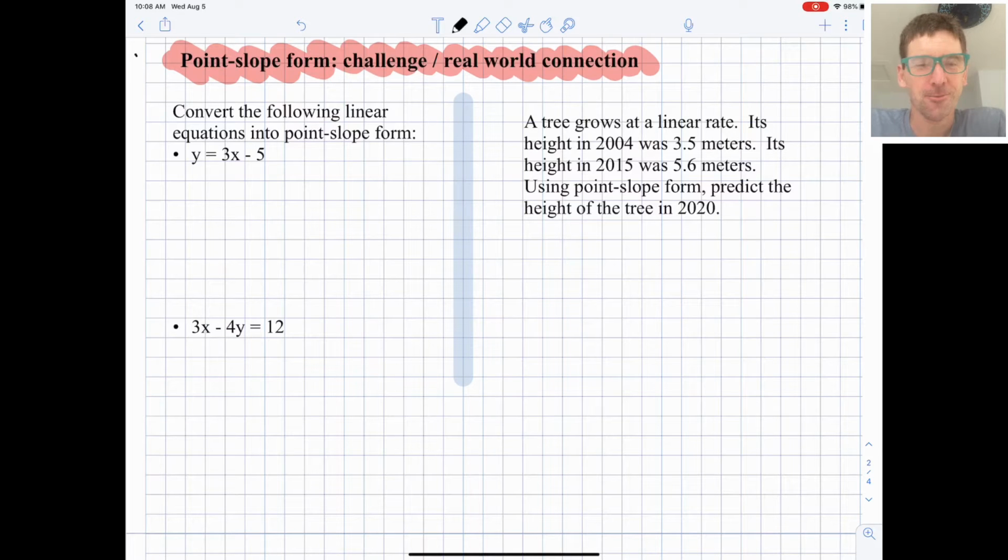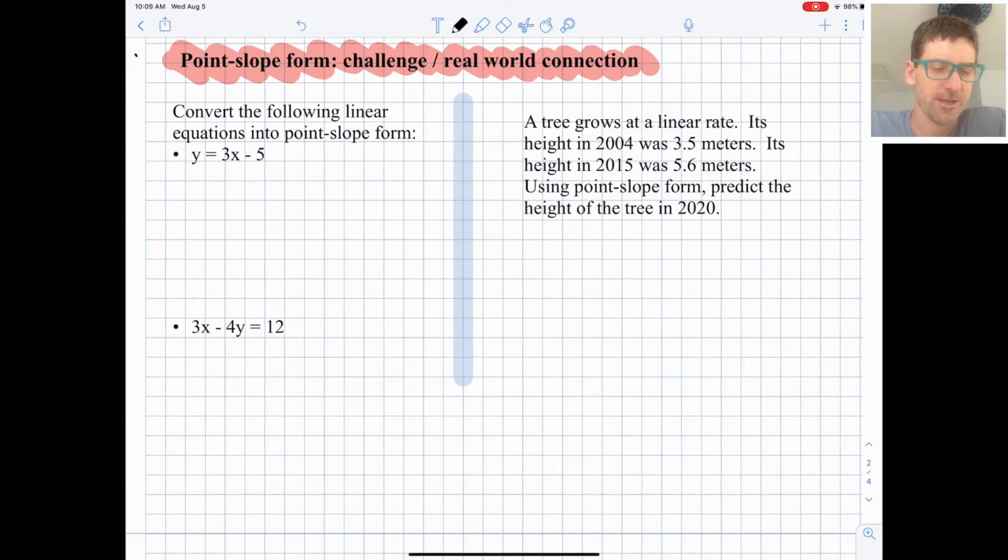All right, so now we'll be working on a challenge and a real-world connection for point-slope form. I encourage you to pause this video, give these problems a try on your own, and then check back in and follow along and see how you did. So for these challenge problems on the left, it's more practice with converting between forms. So we're going to try to convert these guys into point-slope form.